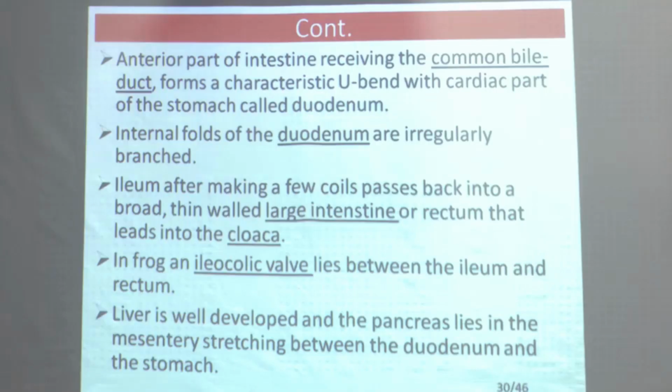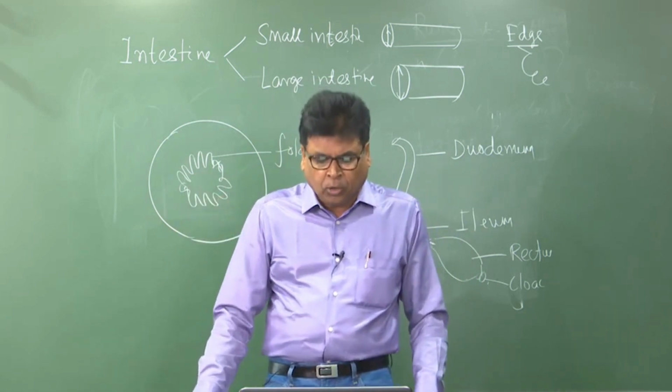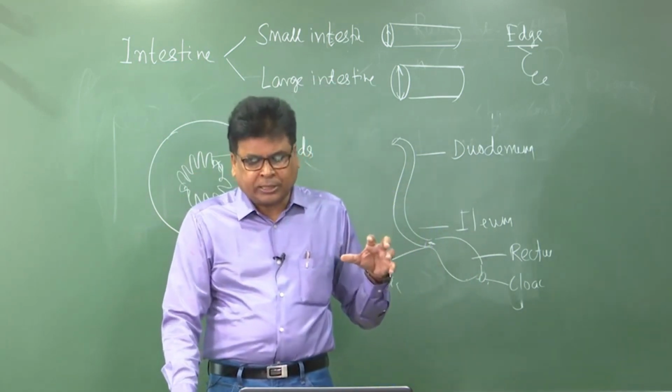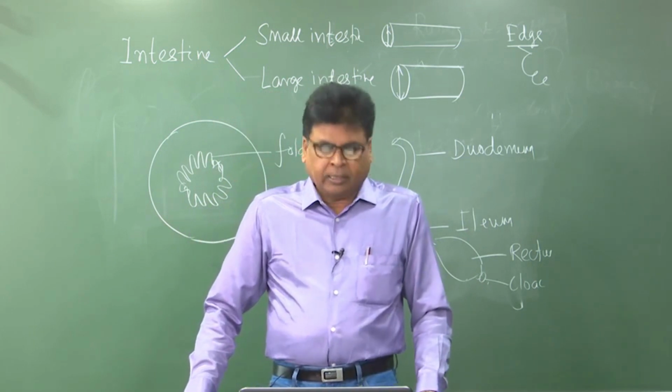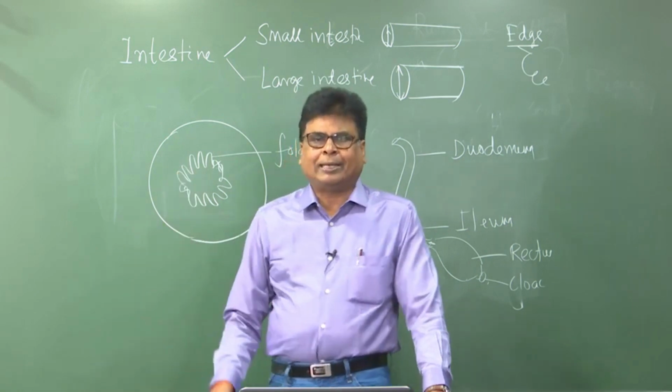In amphibians, the liver is also well developed. I shall discuss the liver in my next class; it is an external digestive gland. The pancreas, also an external digestive gland, lies in the mesentery stretching between the duodenum and the stomach. These are the most important glands. So this is all about the structure of the intestine in the frog.